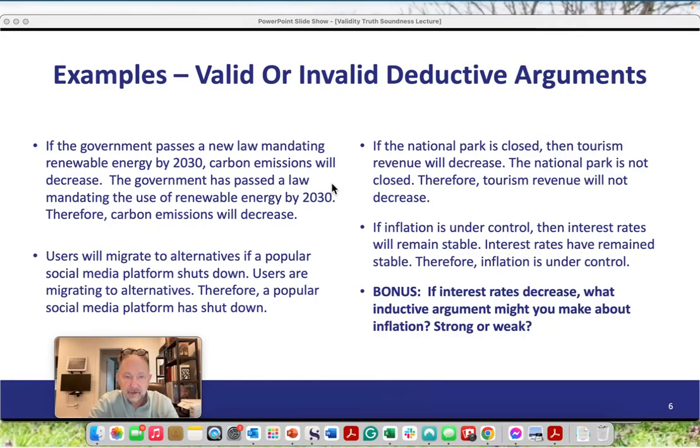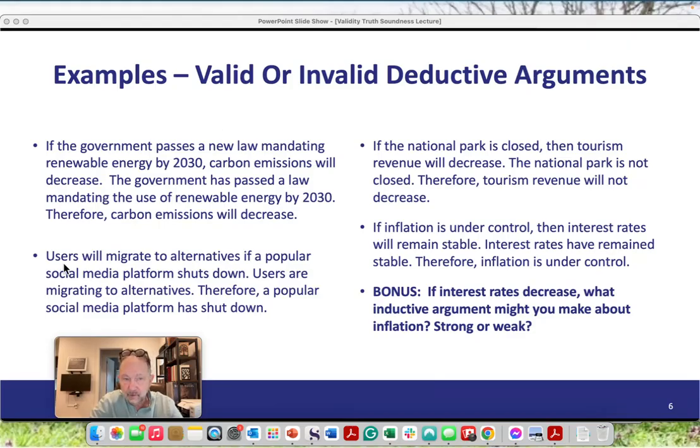So you read through these and ask yourself, how are these put together, right? Do some work by breaking out the premises and giving them letters, and then see how the conclusion comes out. If the government passes a new law mandating renewable energy, carbon emissions will decrease. The government has passed a law mandating renewable energy, therefore carbon emissions will increase. This is a valid argument.